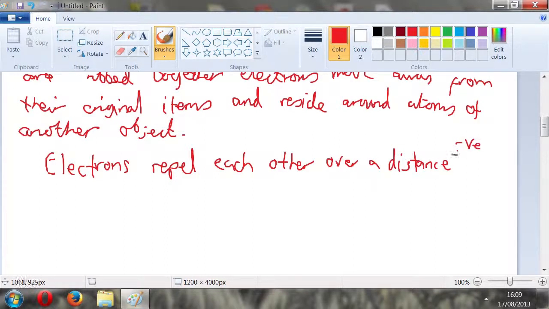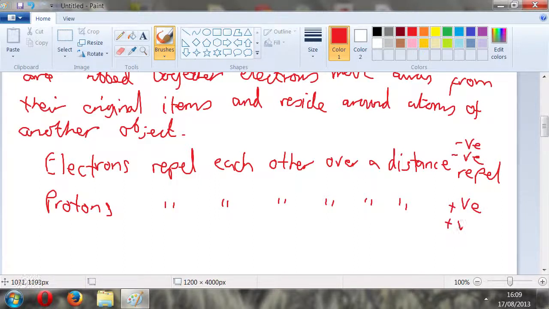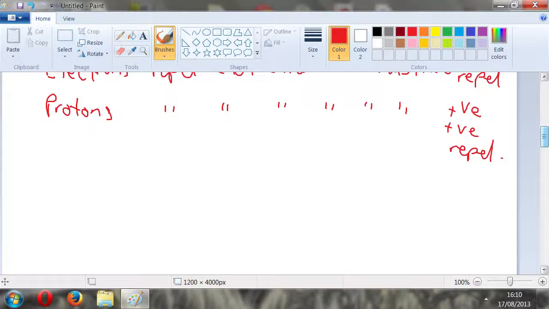So negative repels negative. Protons repel each other over a distance, so positive and positive repel as well. Now protons, of course, are very different. Obviously, they are more massive.